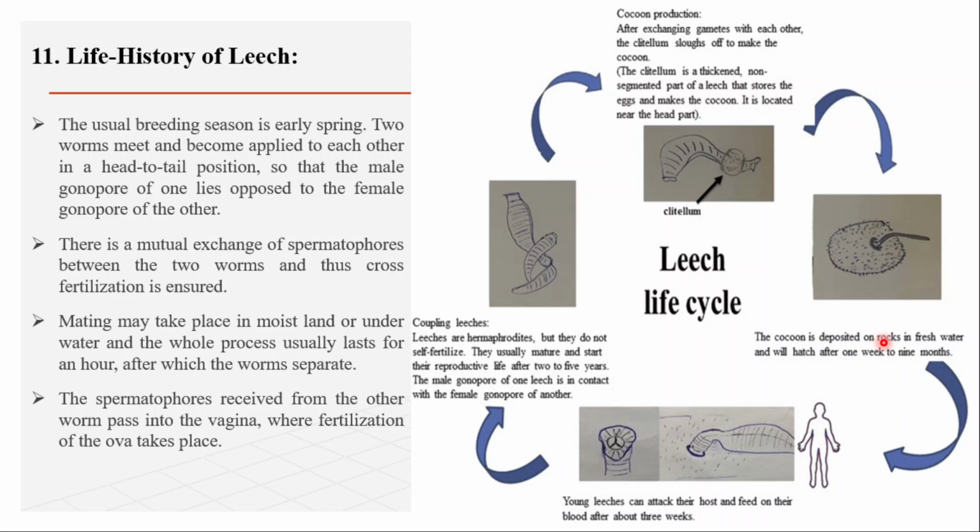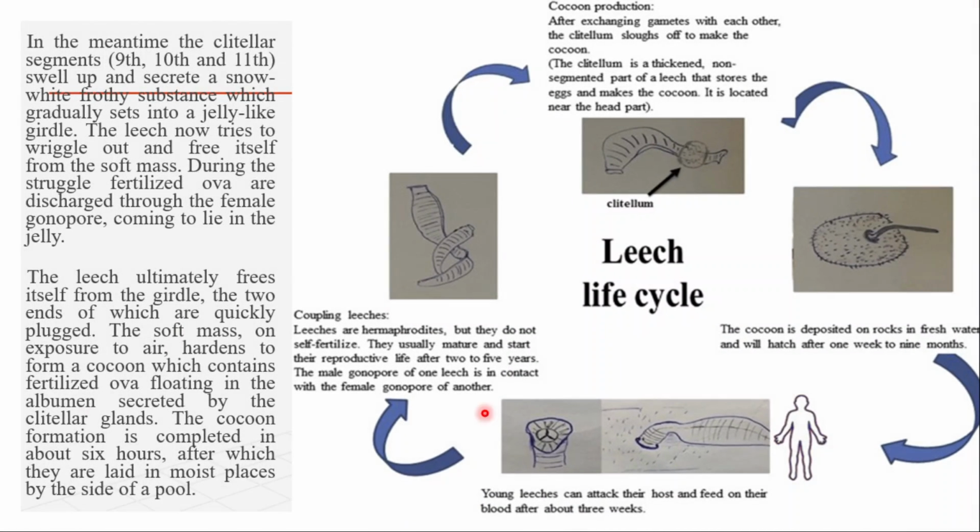The cocoon is deposited on rocks in fresh water and will hatch after 1 week to 9 months. The time period in which the embryos can be stored is from 1 week to 9 months. Young leeches can attack their host and feed on their blood after about 3 weeks. Now, let's see the further points.